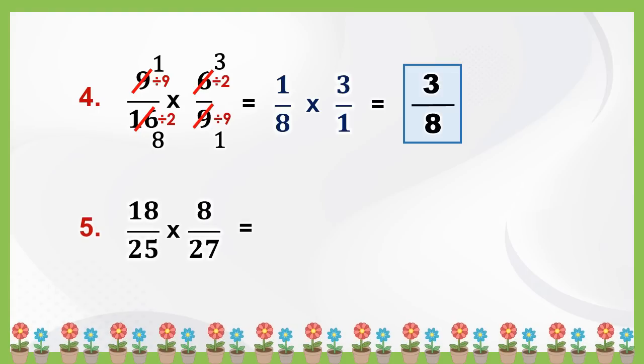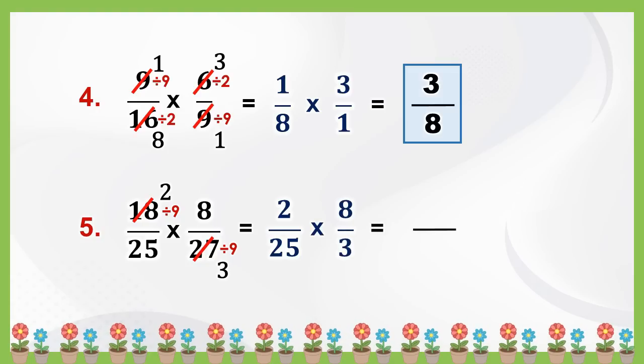And for number 5, 18 over 25 times 8 over 27. The pair of numerator and denominator that have common factor is 18 and 27. The common factor is 9. Divide. 18 divided by 9 equals 2. Then 27 divided by 9 equals 3. Now, write the new fraction. 2 over 25 times 8 over 3. And then multiply. 2 times 8 equals 16. 25 times 3 equals 75. So the answer is 16 over 75.